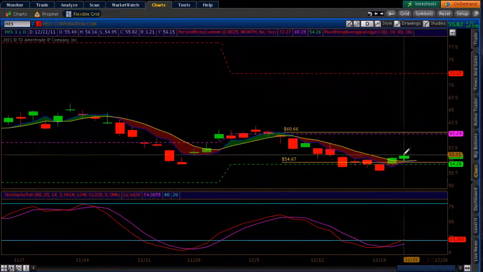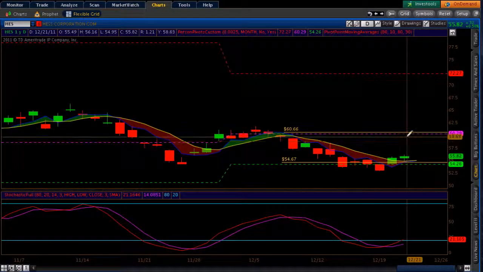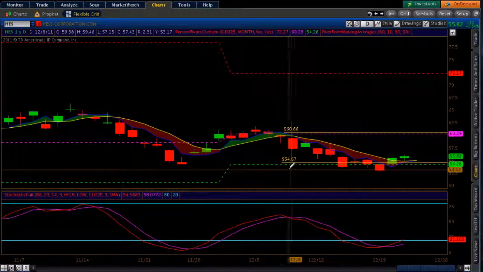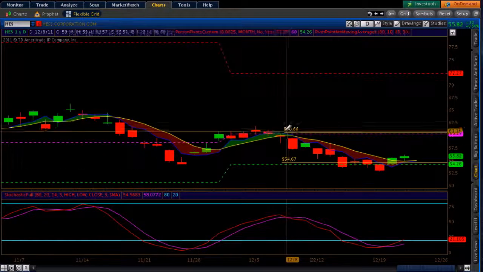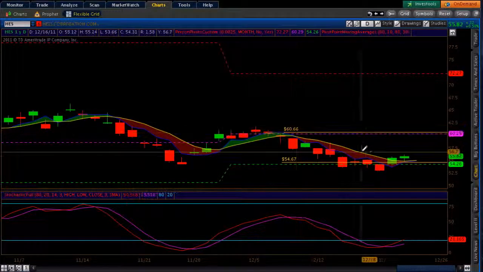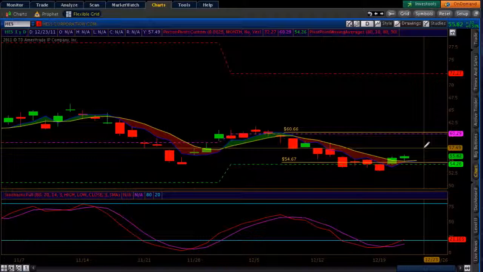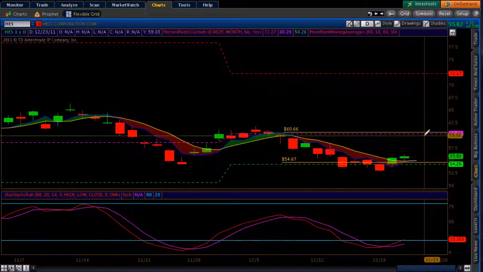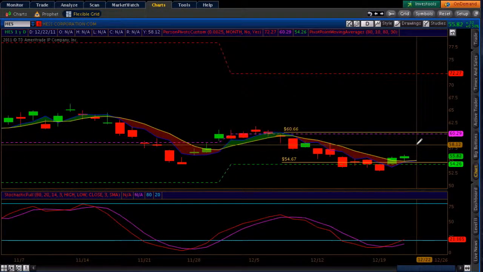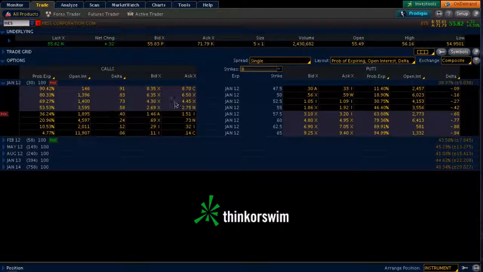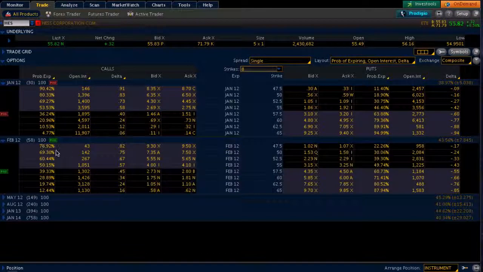So I think we could get a move back up to $60. Now my break even is 54.67 and 60.66. So during February expiration, the third Friday of the January expiration, as long as we're in between here, I'm going to be collecting premium. So that is the trade. I sold the 57.5 in January and I purchased the February.